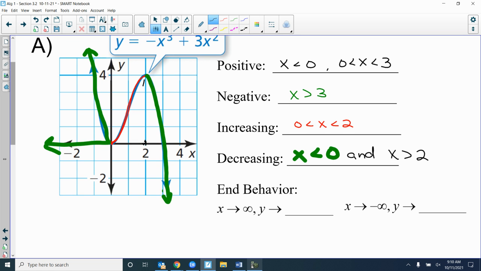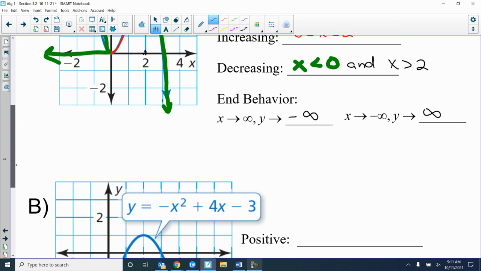All right, think about this. End behaviors. X goes to infinity. X is getting bigger. Where's the y going? Is it going down or is it going up? Down. It's going down. So what do we put for that? We put negative infinity. That means it's getting really small. So this is going down. As x goes to the left, as x is getting smaller, what happens to y? Is it going up or down? It's going up, which means it's going towards infinity.